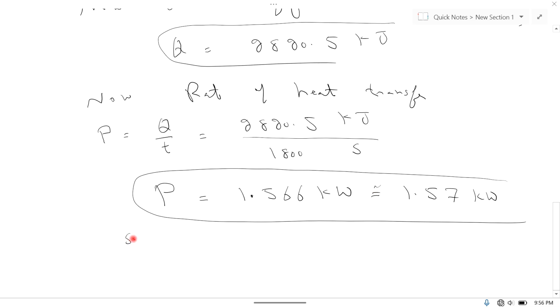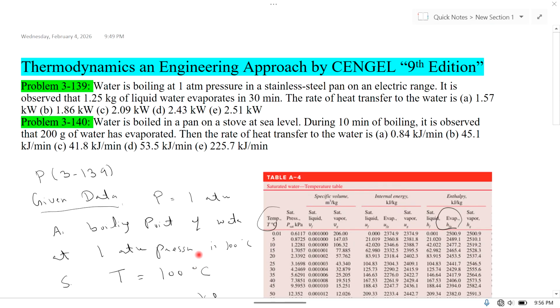So in the problem, option A is correct. Let me check it. Option A is 1.57 kilowatt. So this option A is correct.